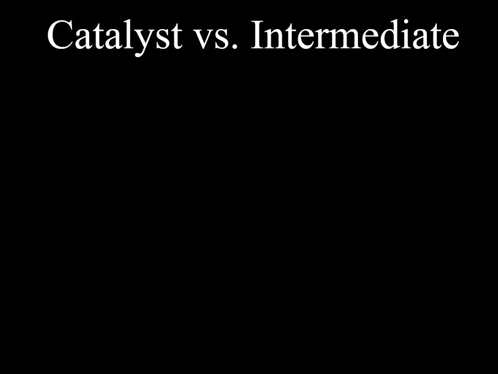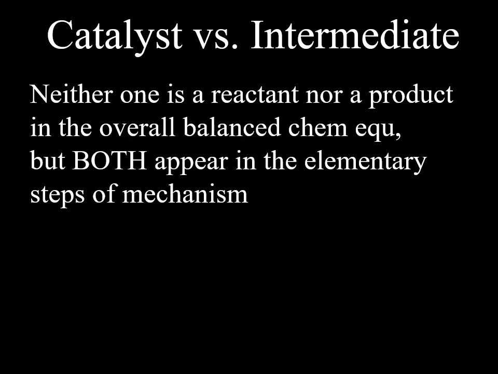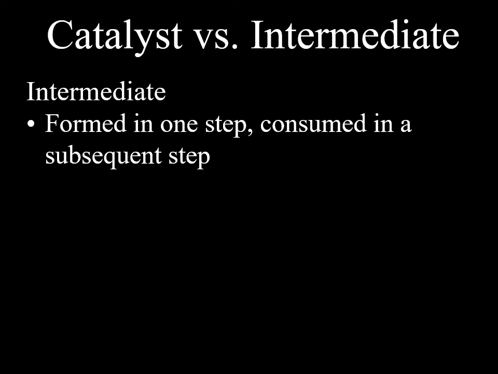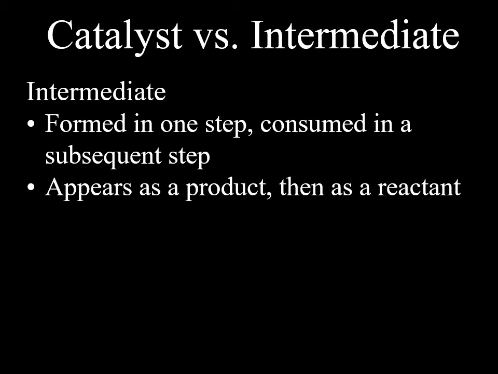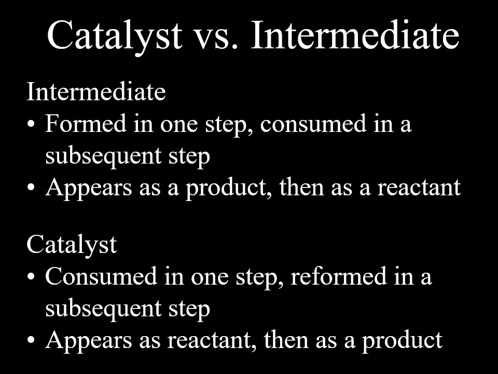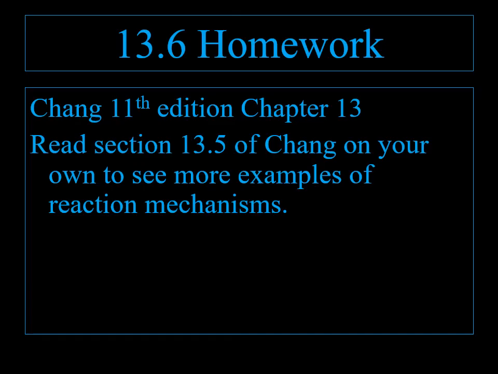Okay, so let's contrast catalysts versus intermediates to make sure you're seeing how they're different in the mechanism. Neither one is a reactant nor a product in the overall balanced chemical equation, but both appear in the elementary steps. An intermediate is formed in one step, consumed in a subsequent step. An intermediate appears as a product in one step and then a reactant in the subsequent step. Catalyst is consumed in one step, reformed in a subsequent step. It appears as a reactant in one step and then a product. So they're kind of opposites of each other in that way.